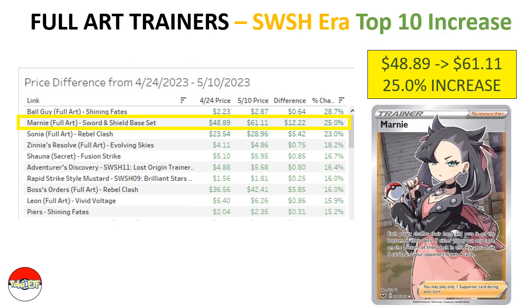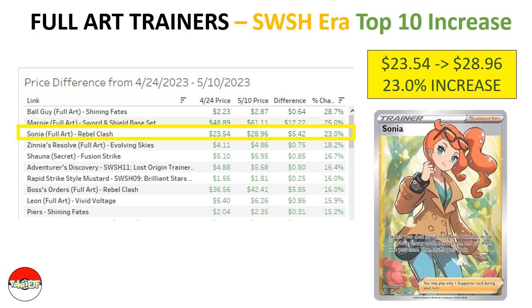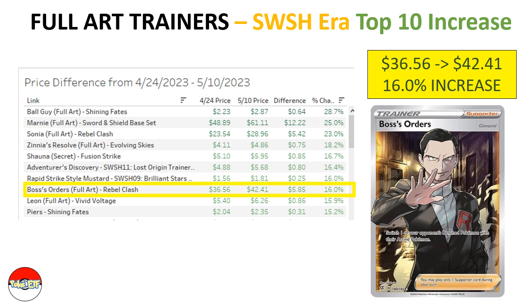Now we're looking at the Sword and Shield full art trainers. And I'm pointing out Marnie, even though Ball Guy has a 28.7% increase, but that's basically 64 cents. And so the next is Marnie, which grew $12, a 25% increase, $49 to $61. And then you have your Sonia from the Rebel Clash, $23 to around $29, a 23% increase. And then you have your Boss's Orders, from the same set as Sonia, Rebel Clash, a 16% increase.